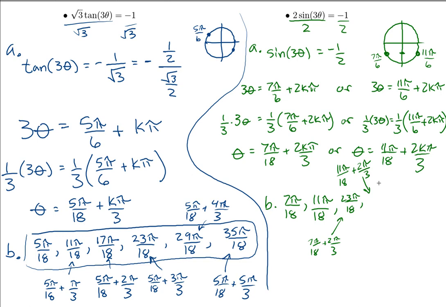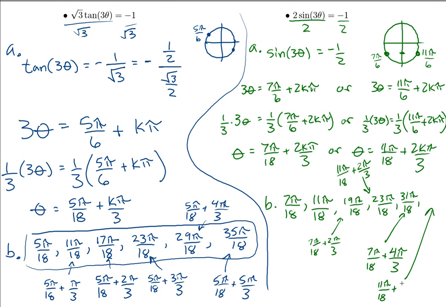Oh, excuse me, that's not 23 pi over 18. Sorry, I was a little too much on autopilot there. This one, of course, you're going to make this 12, so 12 plus 7 is 19 pi over 18, and this second one is 23 pi over 18. And then 7 pi over 18 plus 4 pi over 3, where we're letting k be 2. So that one's going to give me 31 pi over 18. And then lastly, this one's going to get us there, 11 pi over 18 plus 4 pi over 3 is going to give me 35 pi over 18. So 6 different solutions for this one as well, between 0 and 2 pi.